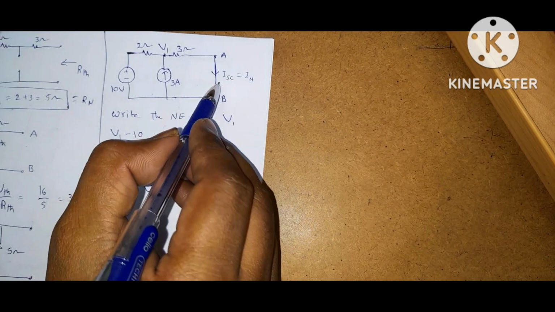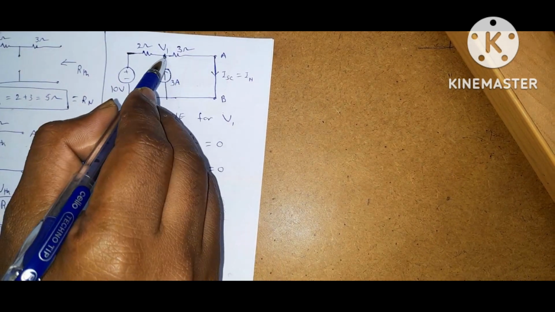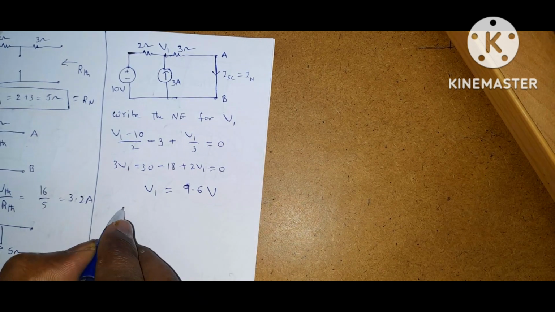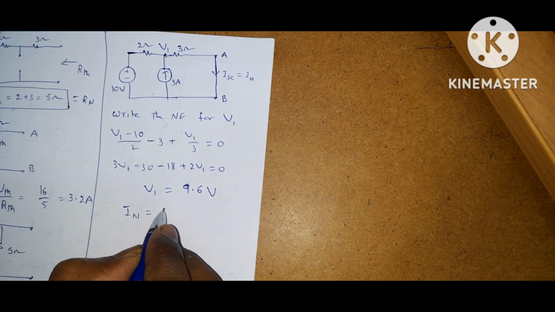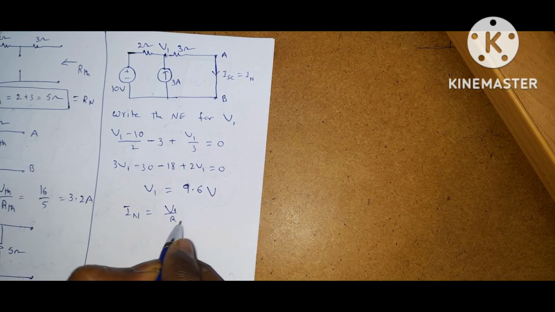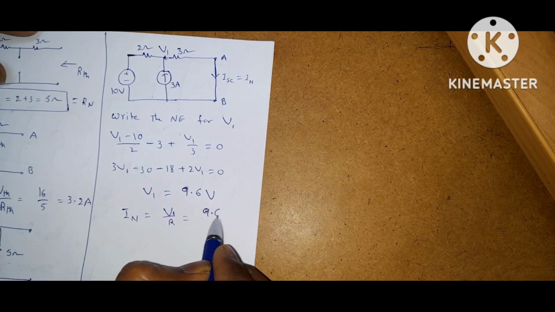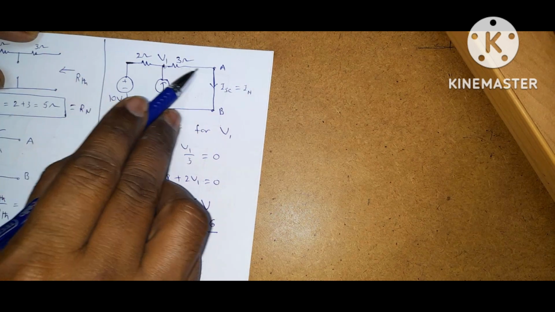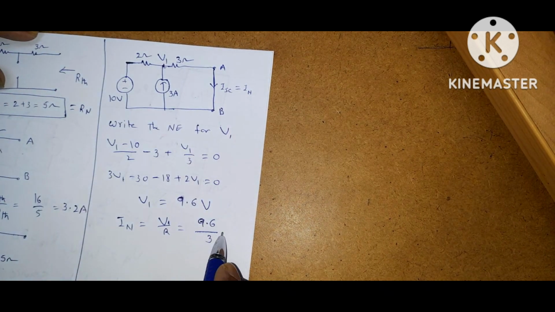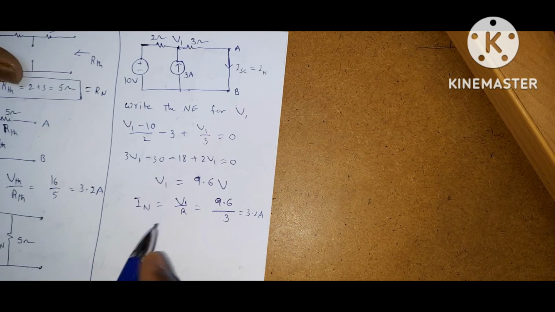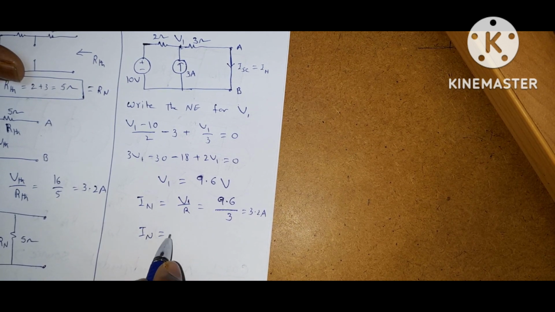Okay, now I want to find this Norton current. By Ohm's law, what is the Norton current? IN is equal to V by R, so V1 by R. What is V1? V1 is 9.6. R is 3. Okay, in this branch, this is 3. So we will get 3.2 amps. So what is I Norton? I Norton is equal to 3.2 amps.